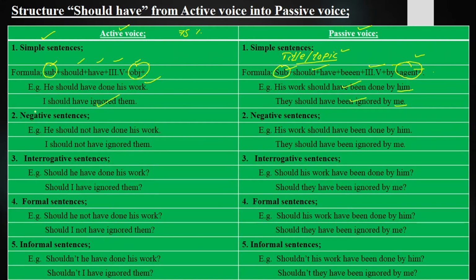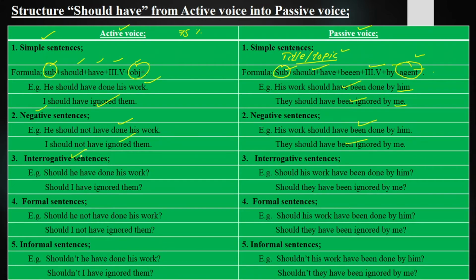Negative sentences we have got. Secondly, what are negative sentences? Those sentences in which we deny the statement, reject the statement, and refuse the statement are called negative sentences. He should not have done his work. His work should not have been done by him. I should not have ignored them. They should not have been ignored by me.